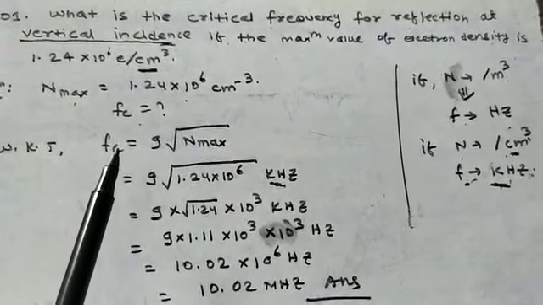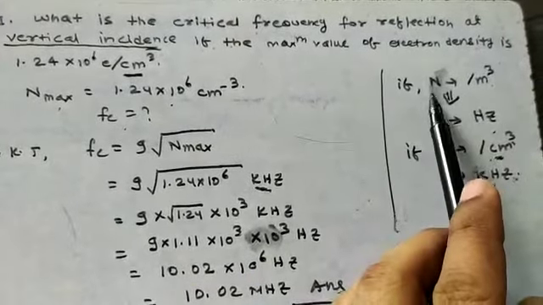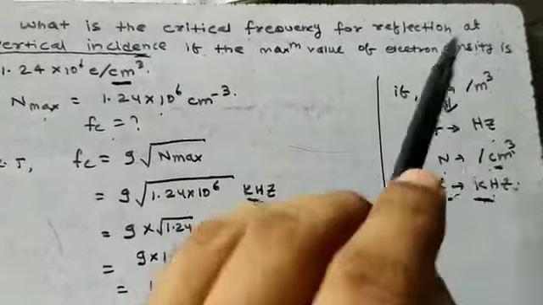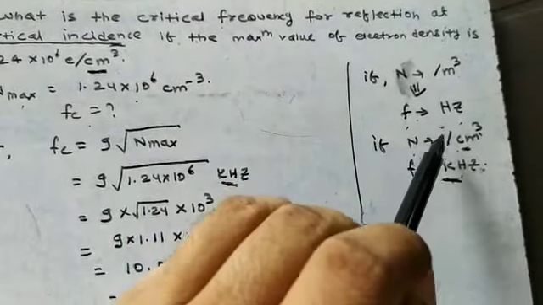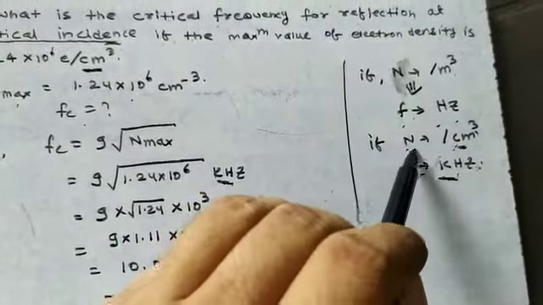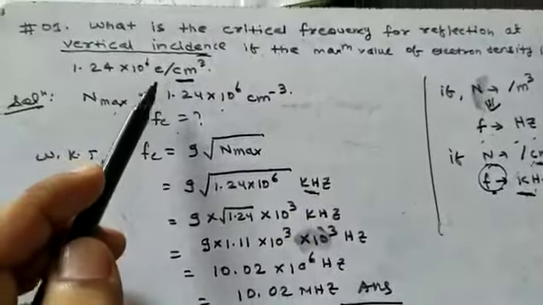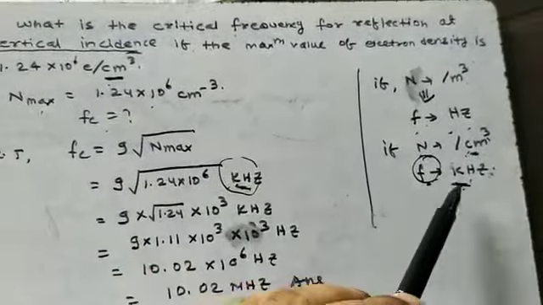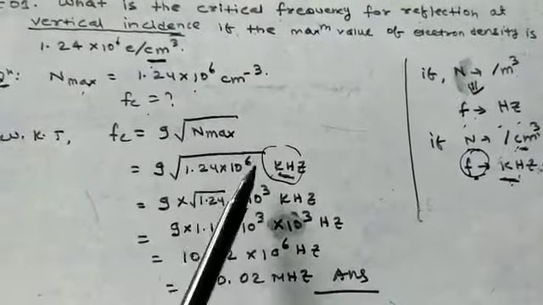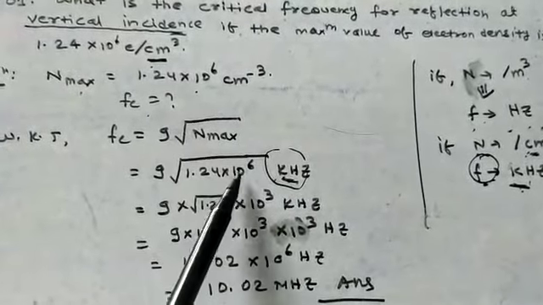So you have to keep in mind that whenever the ionic concentration or electron concentration, the value of N, is given in per cubic meter, then you have to consider your F to be in hertz, and if it is in per cubic centimeter, the overall F will be in kilohertz. Since here we are dealing with per cubic centimeter, you can write kilohertz.